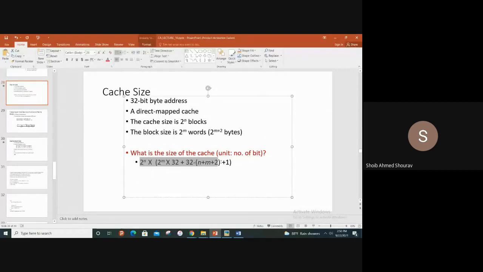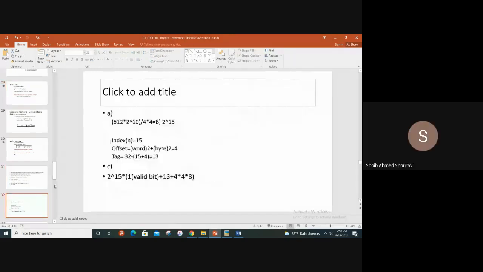Just replace n and m in this formula, with n equal to 15 and m equal to 2. Can we do this? Yes, sir. This is the solution for the first one: 2 to the power 15, index is 15, tag bit is 13, and the solution is 2 to the power 15 into 1, that is the valid bit, plus 13 plus 4 into 4.